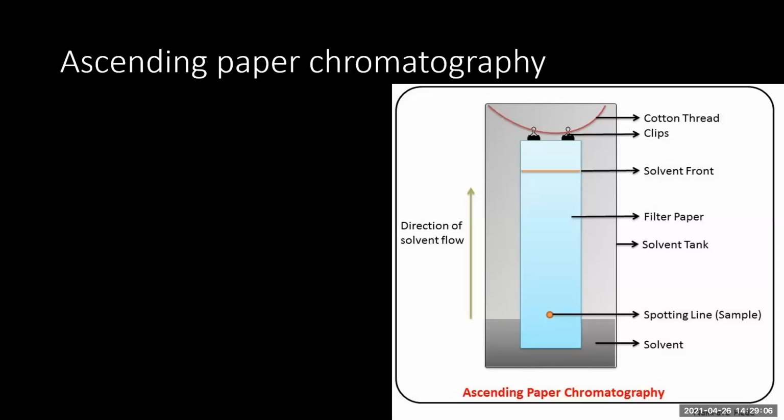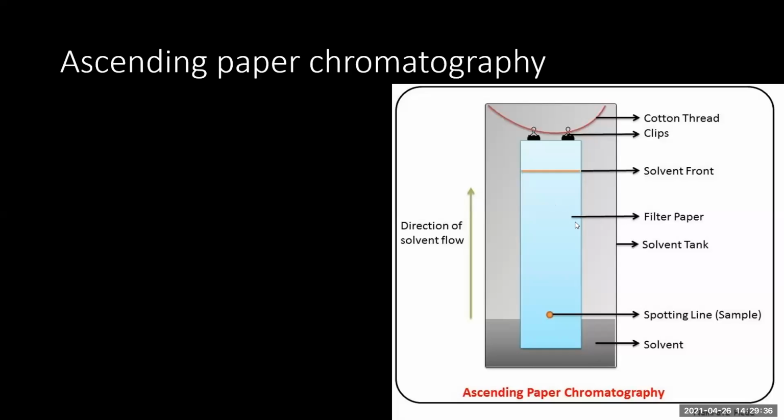Okay, so this is ascending chromatography. You can see a dot here, that is for spotting or adding sample. It is dipped in the solvent system. All these are hung using a cotton string, and there are clips so that the paper remains uniform and does not move during the process. All of this is happening inside a tank.